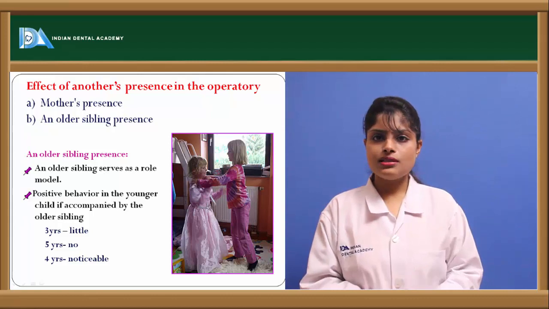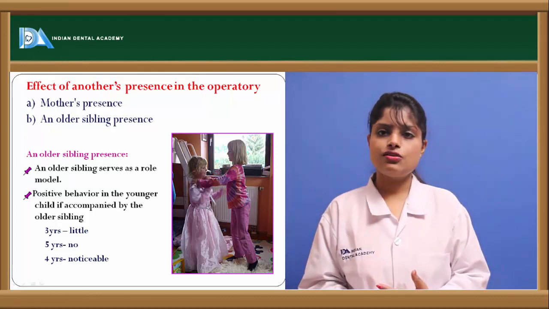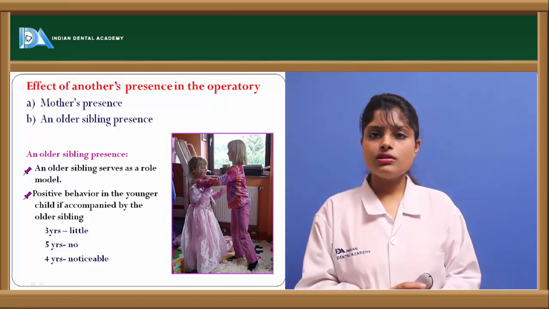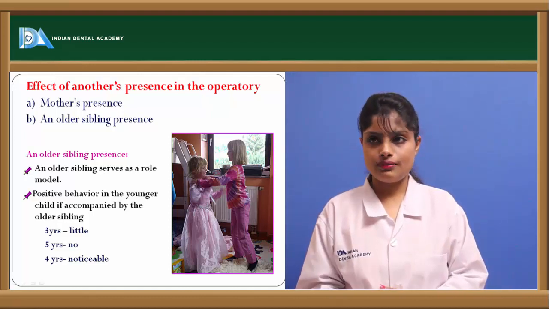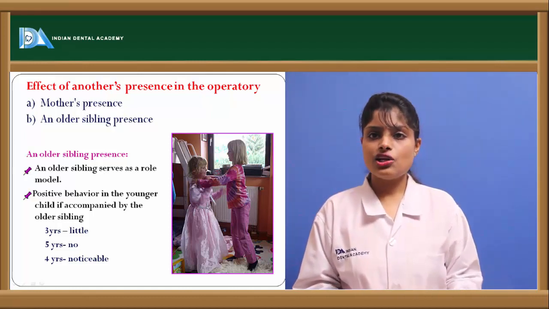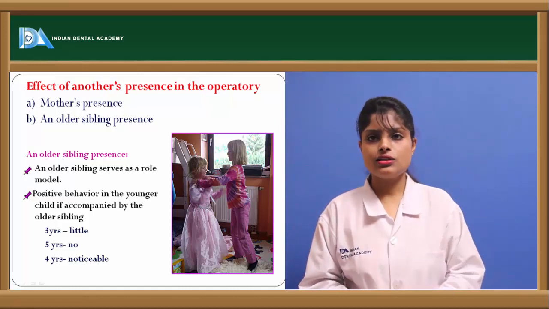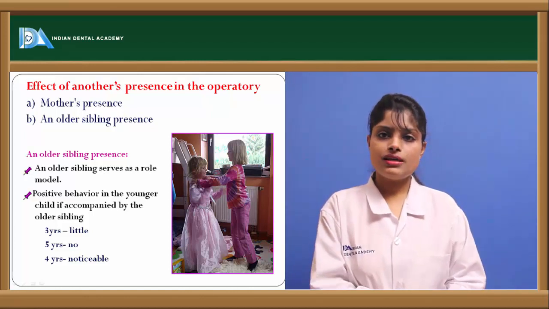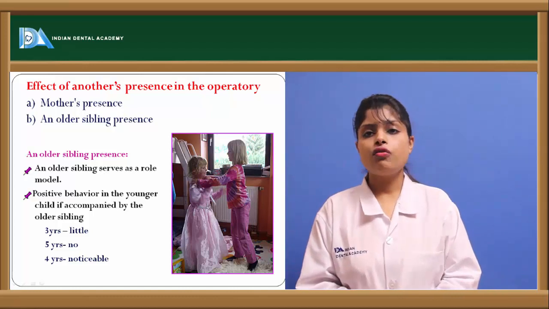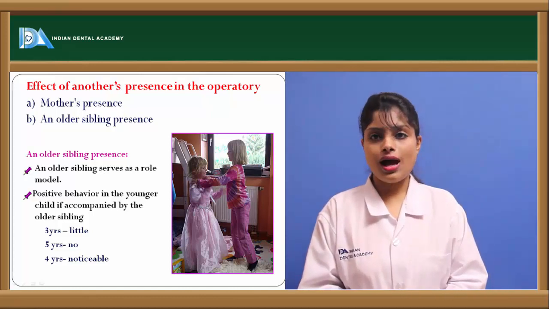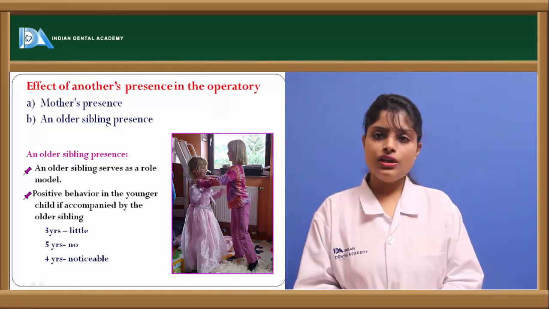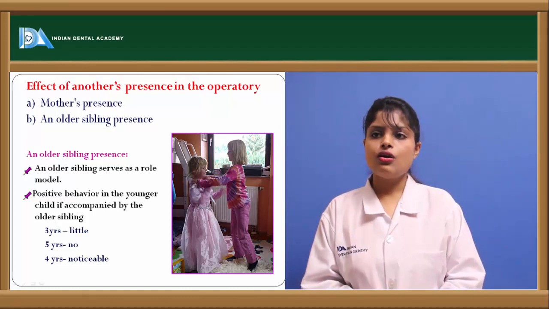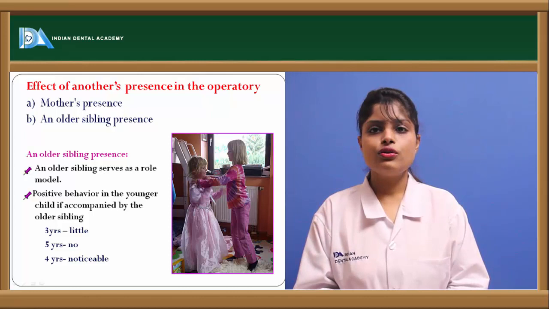Now, does the absence or the presence of the mother also affect the behavior of the child? Generally, the presence of the mother will instill a positive attitude or a positive behavior in the child. Generally, if a child is more than 5 to 7 years of age, the presence or absence of the mother will not have any effect. If an older sibling is present, he may act as a role model for the younger sibling, for him to act and behave properly. Children under 3 years of age are little influenced by the presence of a sibling in the operatory, while those of 4 to 5 years of age show a noticeable influence.